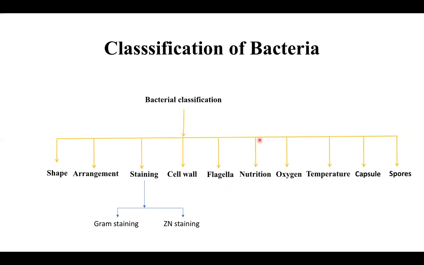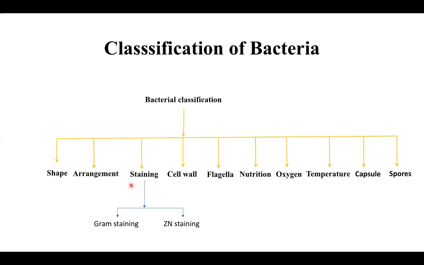And another criterion for the classification of bacteria is based on their ability to synthesize their food. Those bacteria which can synthesize their own food are known as autotrophic bacteria, while those bacteria which depend upon others for food, for nutrition, are known as heterotrophic bacteria.